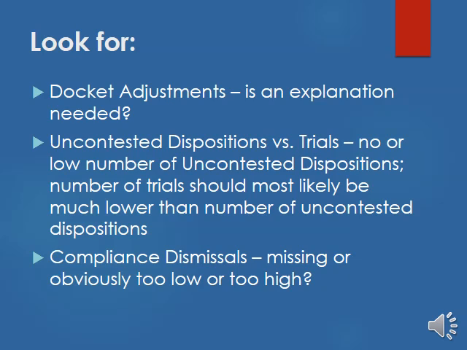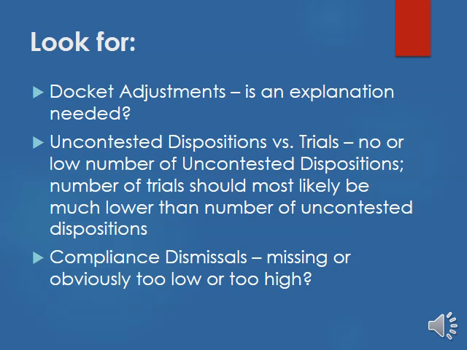You need to look for docket adjustments and determine if they are correct, and if so, is an explanation needed. Another area we have seen common issues with is the reporting of uncontested dispositions versus trials. Generally, the number of trials should most likely be much lower than the number of uncontested dispositions. Those cases where the individual does not go before the judge but rather pleads guilty and either pays the ticket in full or sets up a payment plan.